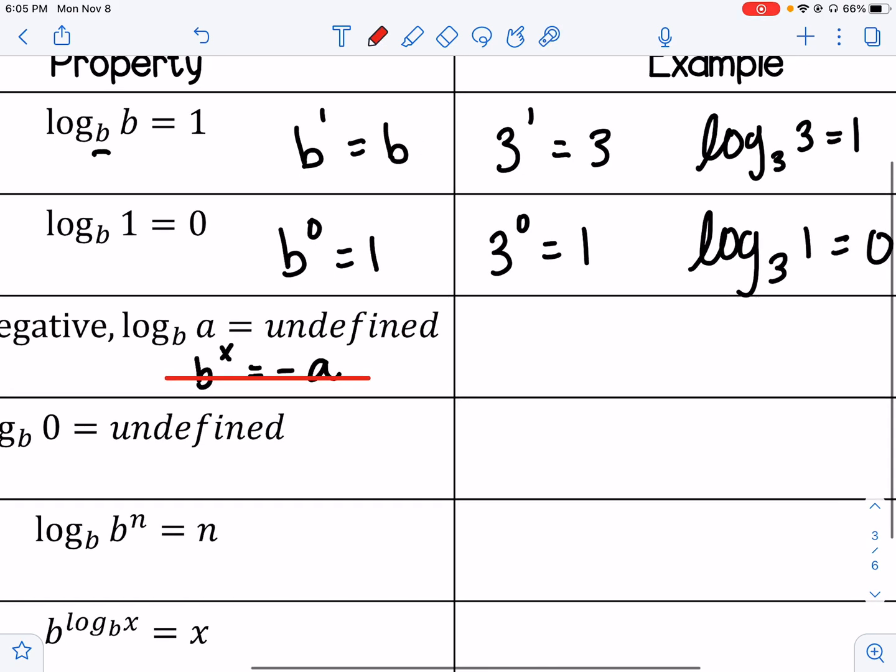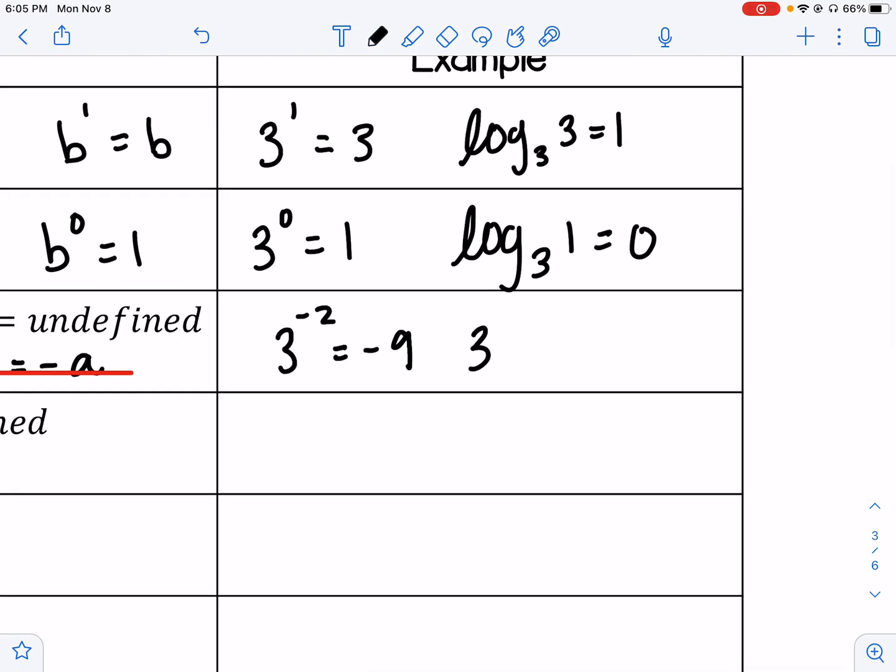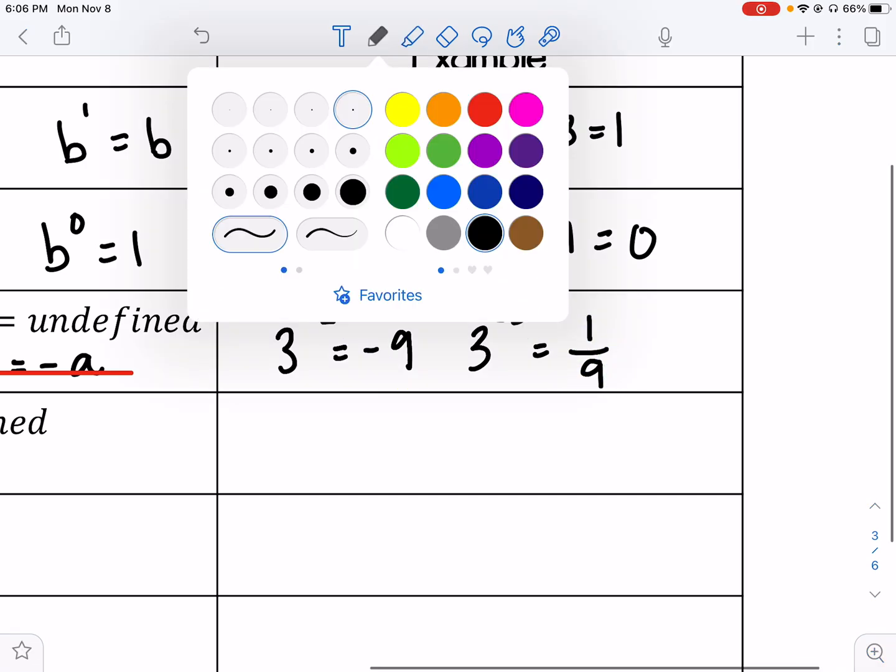So an example of that would be saying 3 to the what power equals negative 9. Well, some of you guys might want to say, oh, is 3 to the negative 2. But in reality, 3 to the negative 2 is 1 over 9. So a negative exponent causes a fraction, not a negative number.